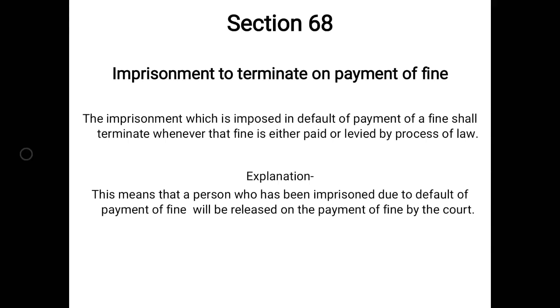Section 68. Imprisonment to terminate on payment of fine. The imprisonment which is imposed in default of payment of fine shall terminate whenever that fine is either paid or levied by process of law. Explanation. This means that a person who has been imprisoned due to default of payment of fine will be released on the payment of fine by the court.